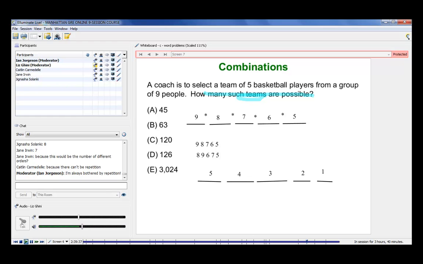I take my 9 times 8 times 7 times 6 times 5, and I divide it by the number of duplicates that I have, and I have 5 times 4 times 3 times 2 times 1 duplicates. That many possible orderings. Are you with me so far? Smile if you're with me so far. If you're not with me, ask me a question.